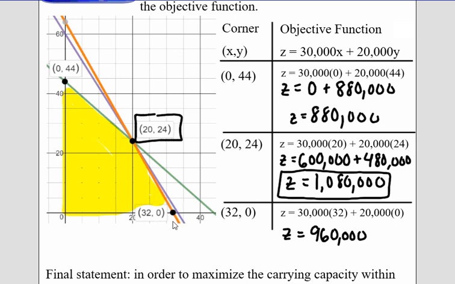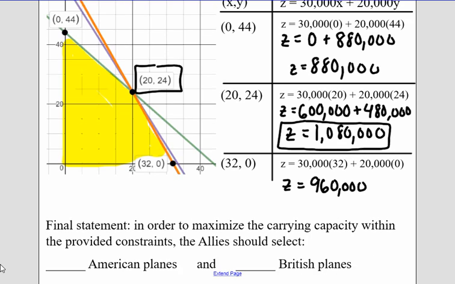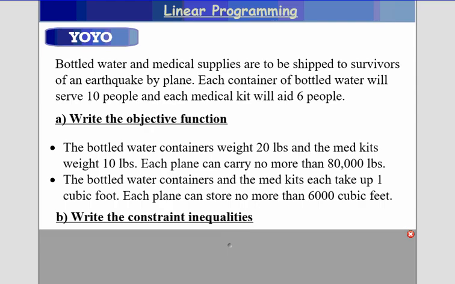But sometimes it could be one of the endpoints. It might have been the case where it would have been better just to use British or just to use American planes. But in this case, it was better to use a combination. It would be best if we use 20 American, because that's the x coordinate, and 24 British, because it gave us over 1 million cubic feet of carrying capacity. So there you go. That's an example of a historical application of linear programming.